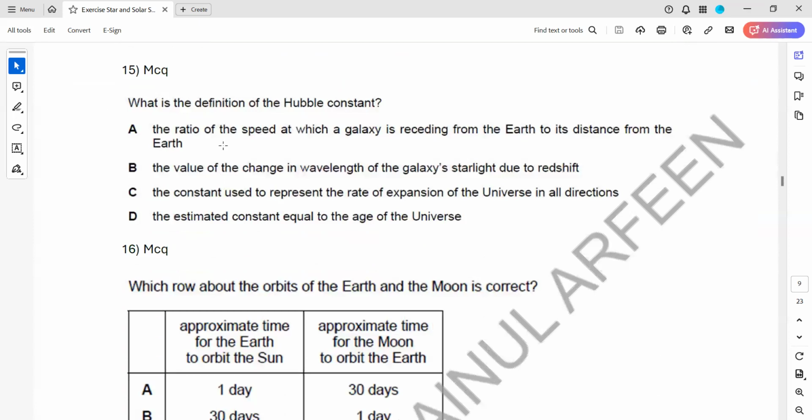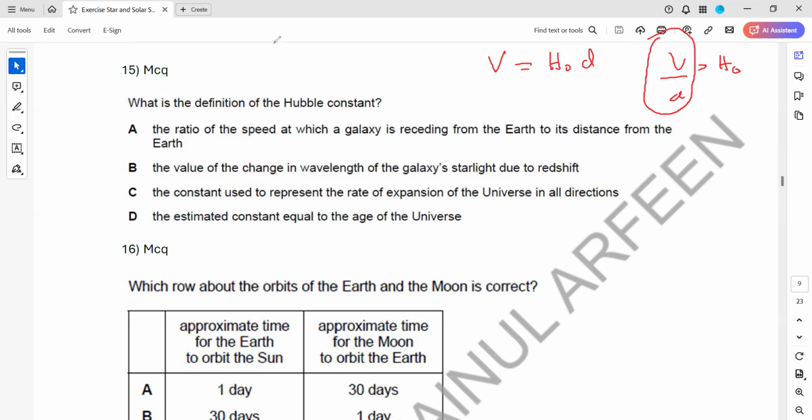Question 15. What is the definition of Hubble's constant? So how do we define the Hubble's constant? First, what about Hubble's law? Hubble's law states that the recession speed at which the galaxies are moving away from us is proportional to the distance of the galaxies from us. The further the galaxy, the faster it moves. And the formula for Hubble's law: V, the speed of the galaxy, is the Hubble constant times D, or V over D is equal to H naught. So the Hubble constant is actually a ratio between the speed at which the galaxy is moving and the distance.